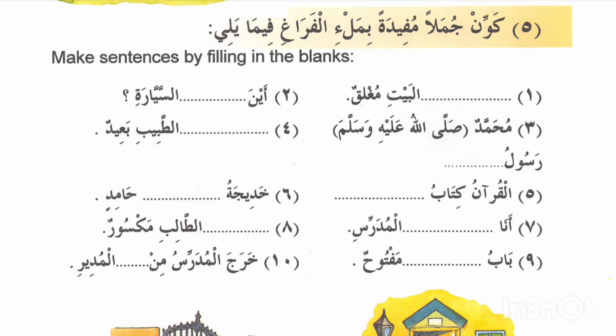Baytut Tabib Ba'id. The doctor's house is far. Al-Quran Kitabullah. The Holy Quran is the book of Allah. Khatijatu bintu Hamid. Khatija is Hamid's daughter. Ana ibnul Mudarris. I am the teacher's son. Qalamut Talibi Maksur. The student's pen is broken. Babul Madrasati Maftuh. The school door is open. Kharaj al-Mudarrisu min ghurfatil mudir. The teacher went out from the principal's room.